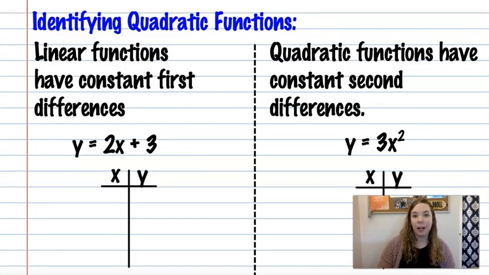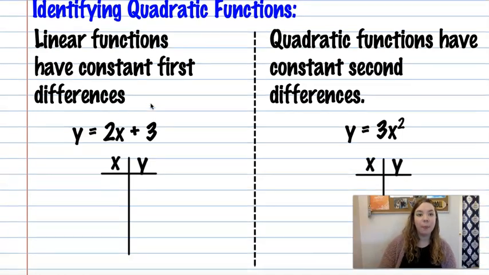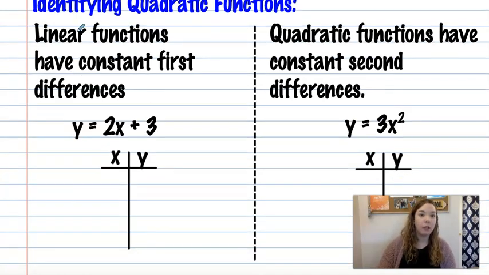So how to identify a quadratic function? When you're looking at the equation, again, you're really just looking for an exponent of 2. So when you have an equation, it's a little bit easier. But I'm also going to show you how to identify it from a table. So on the left-hand side here, we're going to talk about linear functions first, since we already know about linear functions. So here it says linear functions have constant first differences, and I'm going to show you what that means.